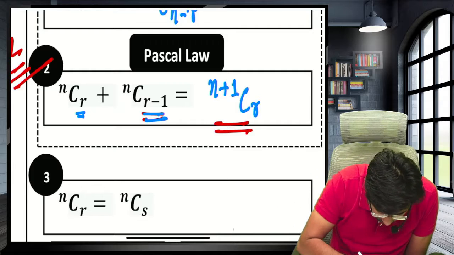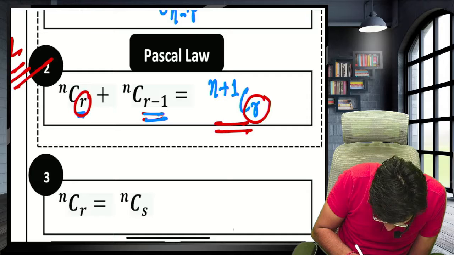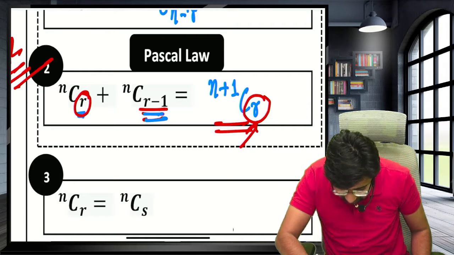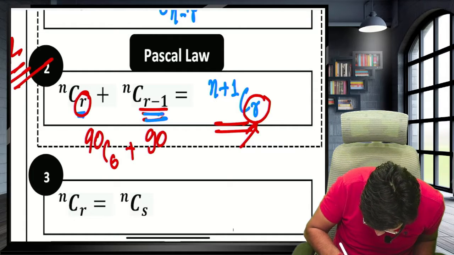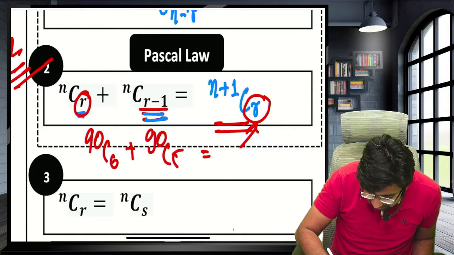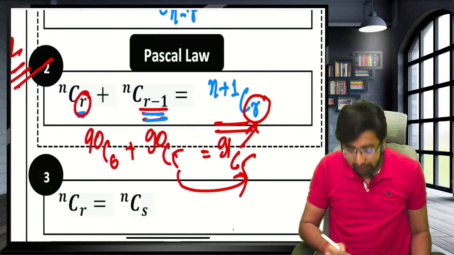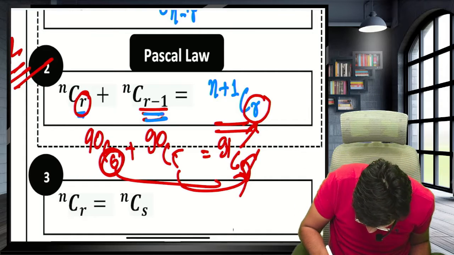Now many students make a mistake. Guys, the R is always the greater one. Here R is always the greater and R minus 1 will always be lesser. Don't put the lesser number over here. If there is 90C6 and here 90C5, many students will write 90 plus 1, 91C5. Don't write 5. Here it is R, not R minus 1. So R is always a greater number. It should be 6.